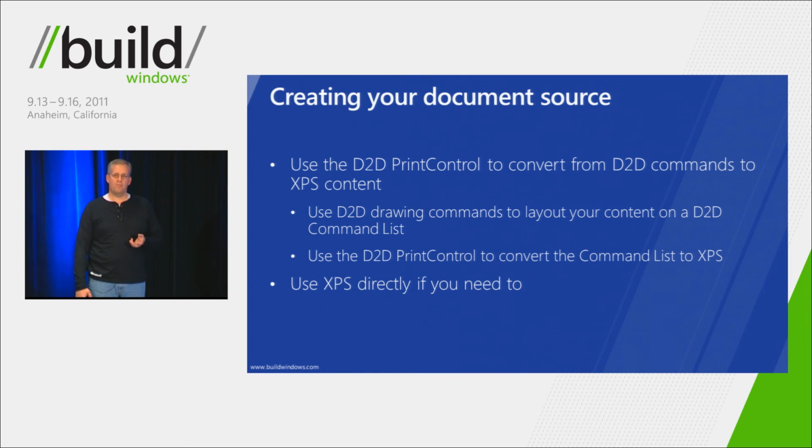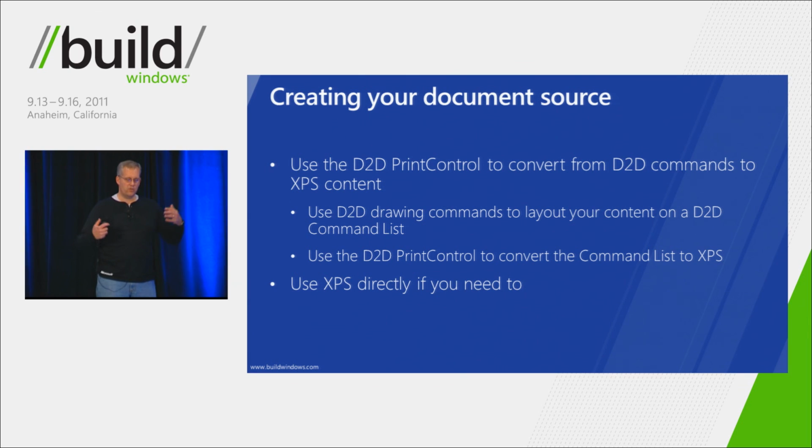In Windows 8, there's a new D2D API called the D2D Print Control. And this also uses another D2D API around these things called command lists. What the print control does is it allows you to basically use a bunch of D2D drawing commands, draw everything to a command list as a render target, and then take that command list, effectively representing an entire page, and just hand it over to D2D and say, okay, now turn this into XPS for me.